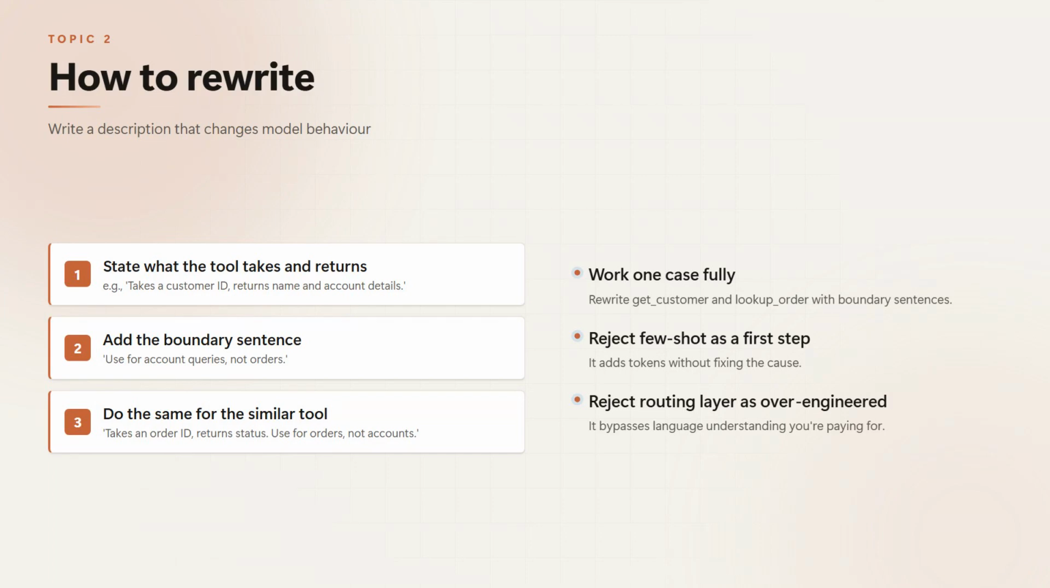Now rank the alternatives. Few-shot routing examples lose because they add tokens on every request without fixing the cause. You're paying for the model to keep making the same mistake. A keyword routing layer loses because it bypasses the language understanding you're paying for and is over-engineered for a description problem. Merging the tools is a legitimate choice but far more work than a first step warrants. The rest of the cases are on the page.